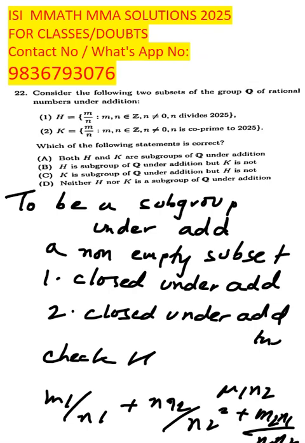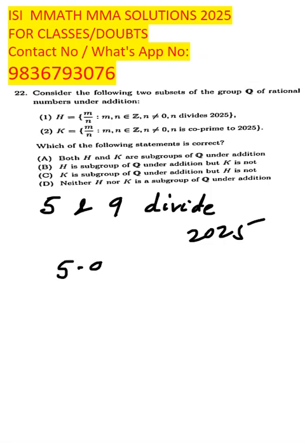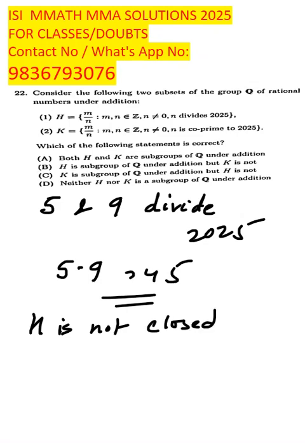n2. So then since both n1 and n2 divide 2025, their product may not divide. Correct. So for example like 5 and 9, they divide 2025, but 5 multiplied by 9 is 45. It does not divide 2025. So the sum may have a denominator that does not divide 2025. So H is not closed under addition, and yes, it's not a subgroup.